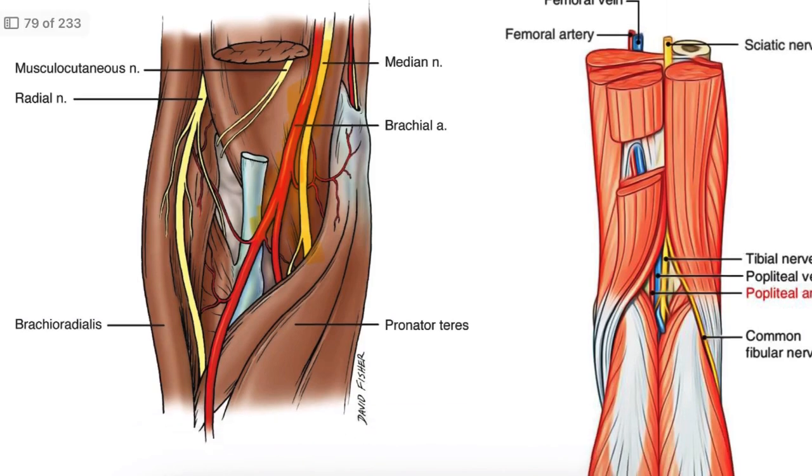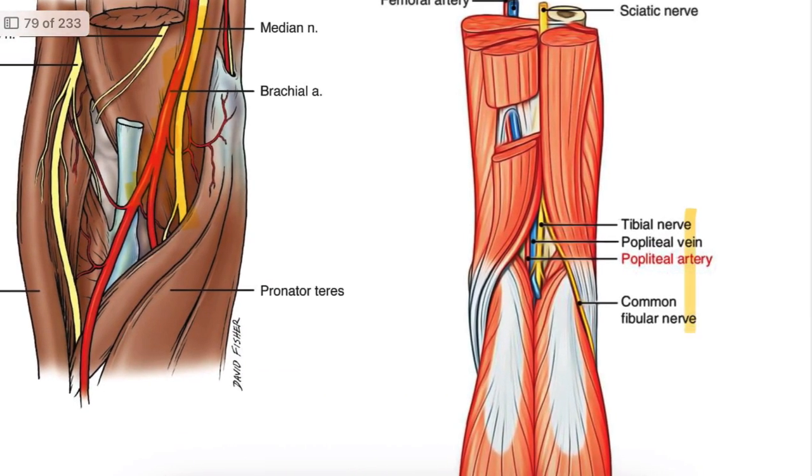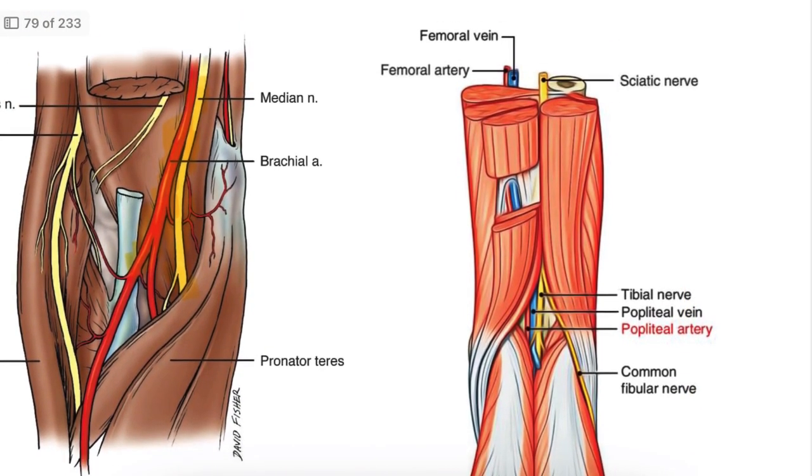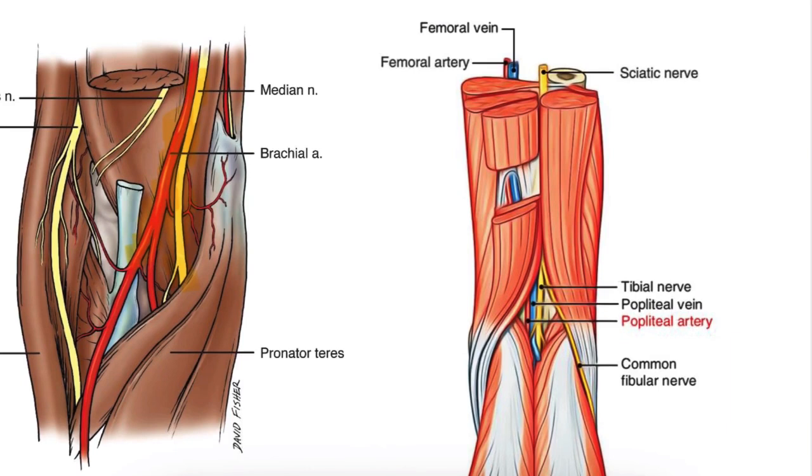Next one, popliteal fossa. If you are seeing this image, this is the popliteal fossa and you can see the tibial nerve and popliteal artery behind the knee. Clinically it's important, like a dislocated knee can damage both pulses and foot sensation.